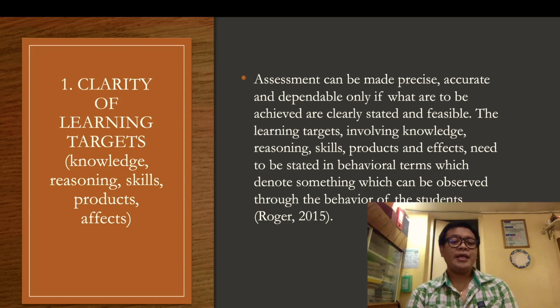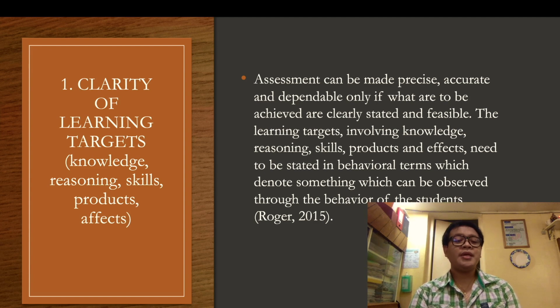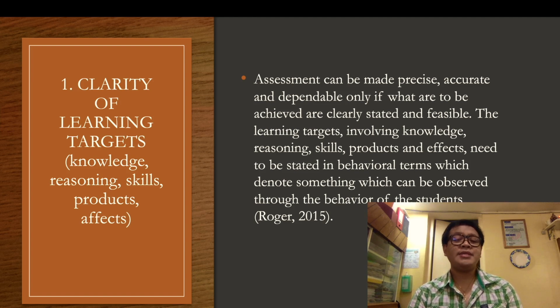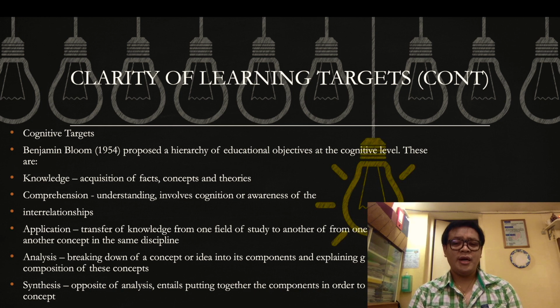First, let's tackle clarity of learning targets. That's knowledge, reasoning, skills, products, and affects. So assessment can be made precise, accurate, and dependable only if what is to be achieved is clearly stated and very feasible. The learning targets involving knowledge, reasoning, skills, products, and effects need to be stated in behavioral terms, which denote something that can be observed through the behavior of the students. That's actually coming from Roger of 2015. Clarity of learning targets to be continued.